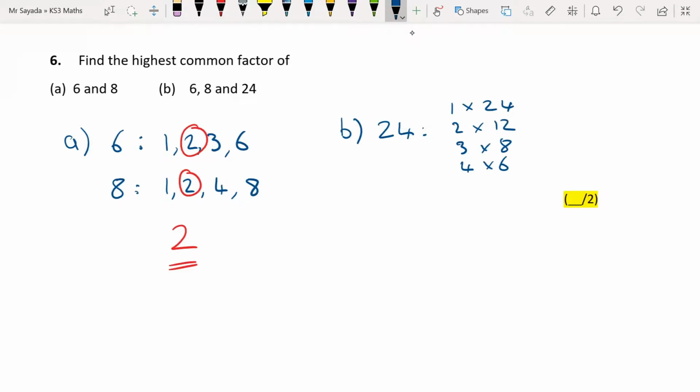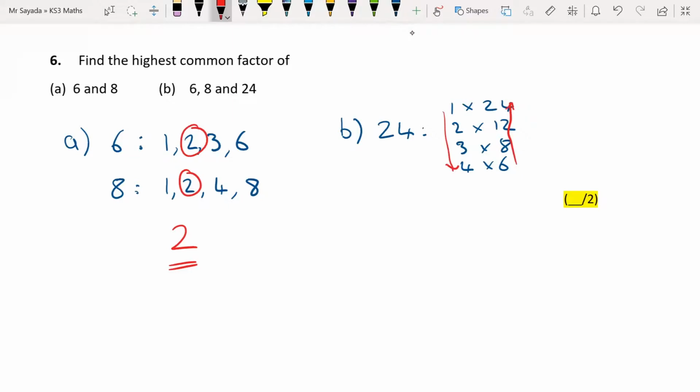Pause the video while you do that and press play once you're ready. So it can be very easy to miss out factors if you're not methodical. If you see how I do it, I always start from 1 and I check 1, 2, 3, 4, and I go all the way until there's no numbers left. Once I got to 4 times 6, the only number in between those numbers was 5, and 5 isn't a factor, so I knew I had them all.